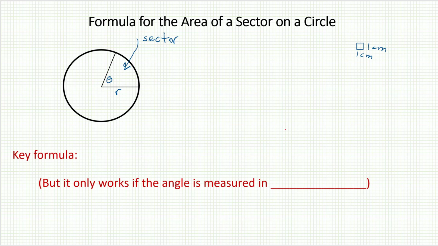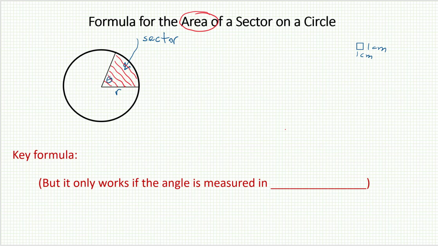Specifically, what we want to know is how much space is in this sector. In other words, what's its area? You might remember that area is measured in square units. For example, I've got this little square over here, 1 centimeter by 1 centimeter. This is called a square centimeter. So when we talk about area, we'd be talking about how many of these little squares fit inside this shape.